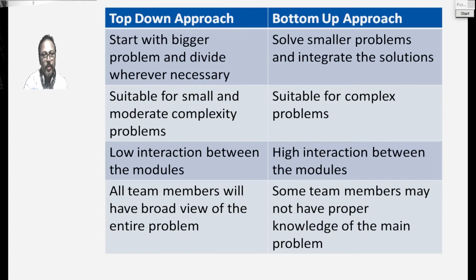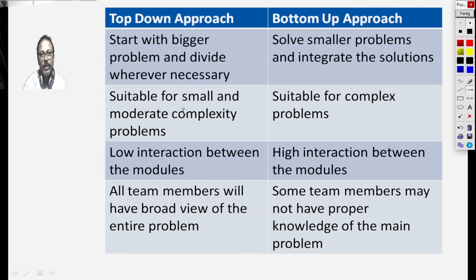The top down approach is suitable for small and moderate complexity applications or problems. Whereas bottom up approach is suitable for complex problems. So, top down approach results in low interaction between the modules. Bottom up approach results in high interaction between the modules.